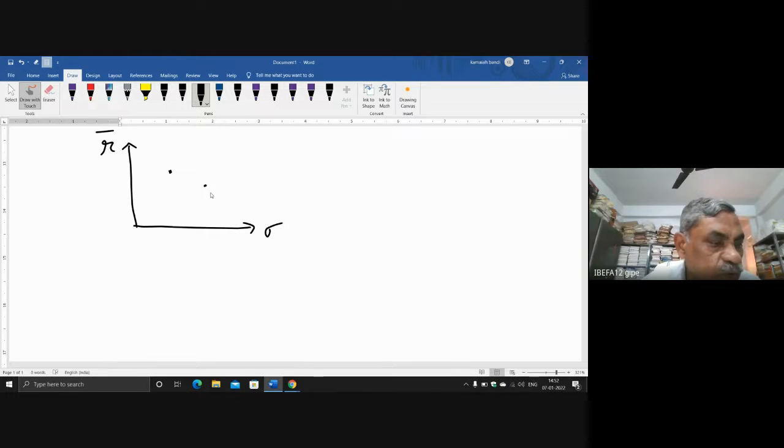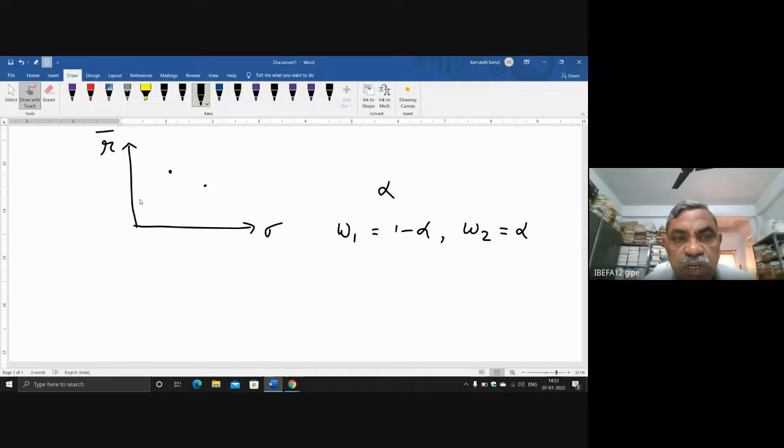Now, the whole family of portfolios, we can represent by introducing a variable, let us say alpha. I'll explain how that is. This alpha defines the weights: W1 equal to 1 minus alpha and W2 equal to alpha. So these are the two assets, and asset 1 is associated with W1, asset 2 is associated with W2. Now choose alpha such that this is basically the formula for a convex set.